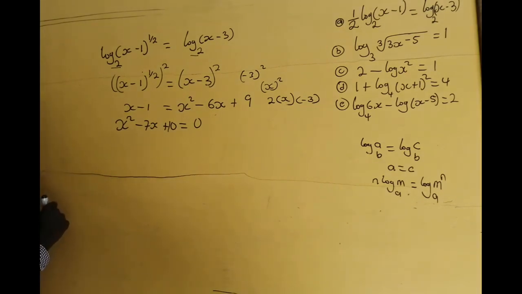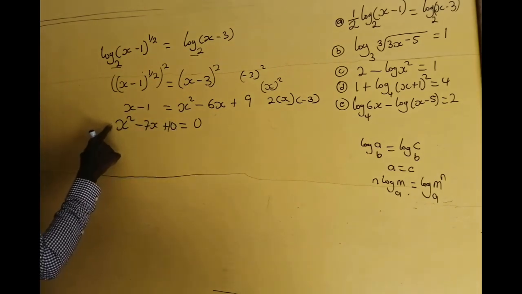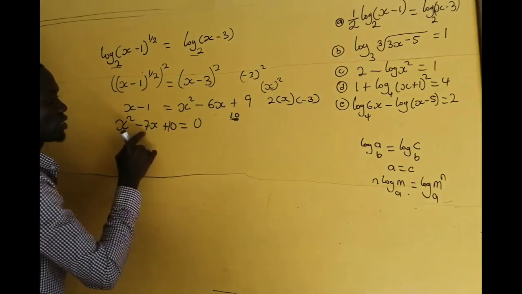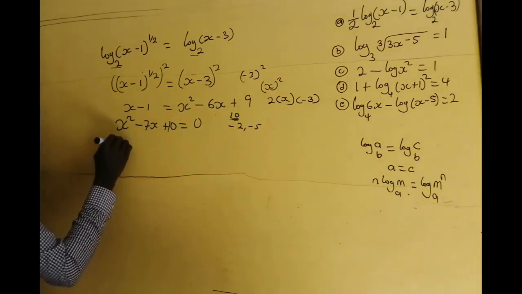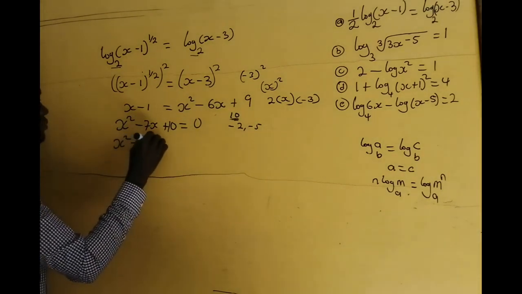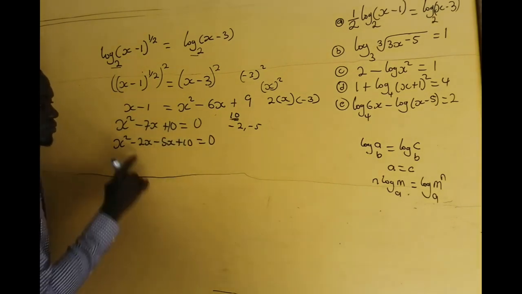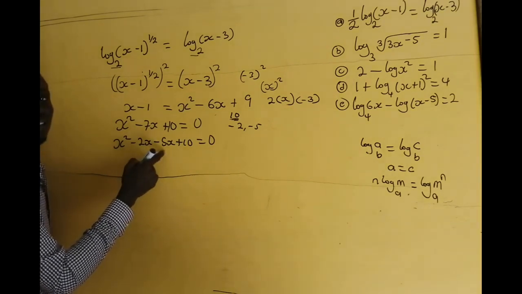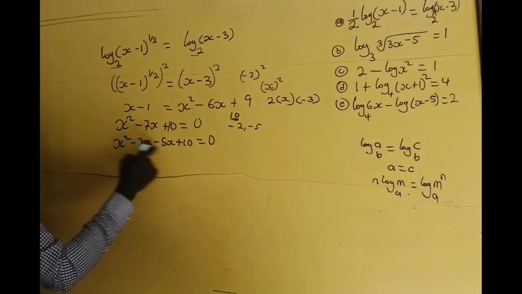So how do we simplify this? This is a quadratic equation. So we multiply positive 10 by the coefficient here, which is positive 1. It will give us positive 10. Then the factors of this that will give us negative 7 are negative 2 and negative 5. So we write here x squared minus 2x minus 5x plus 10 equal to 0. The position of the 5 and the 2 does not follow any rule. We just put them there.